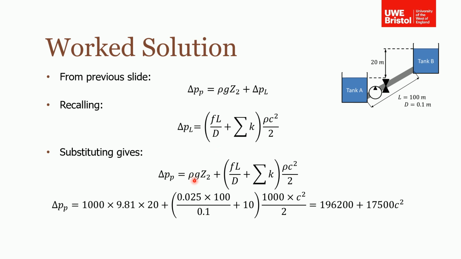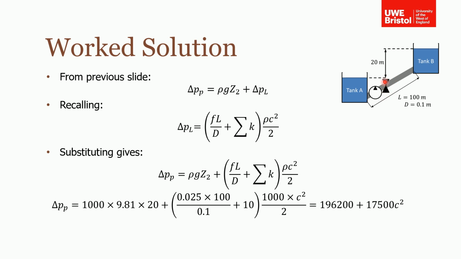So we substitute the values in. We know what the density is and gravity. We know what Z2 is, it's 20 meters. We're told the friction factor of the pipe, assuming it's fully turbulent, and we know the dimensions of the pipe, so we can substitute that in. Now, in terms of summing the minor losses, in fact, we have 3 minor losses here: the entry loss into the pipe, the valve, and the exit loss from the pipe. However, we were told in the question to ignore minor losses except for the valve.